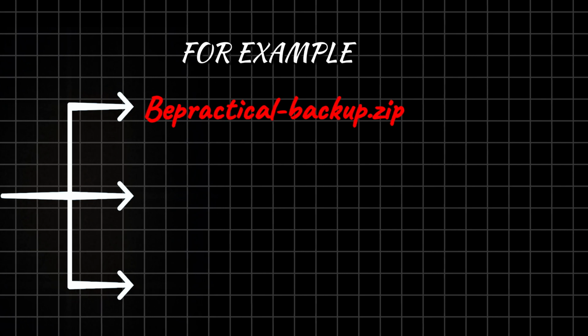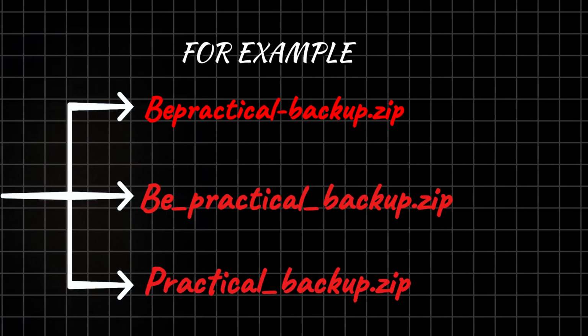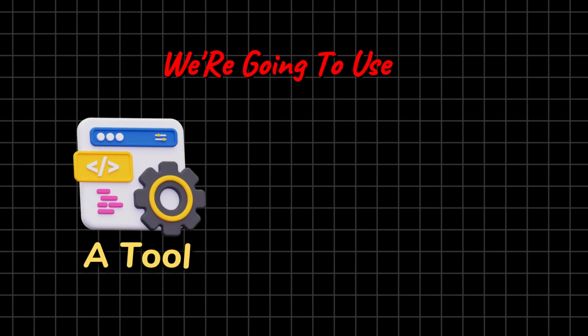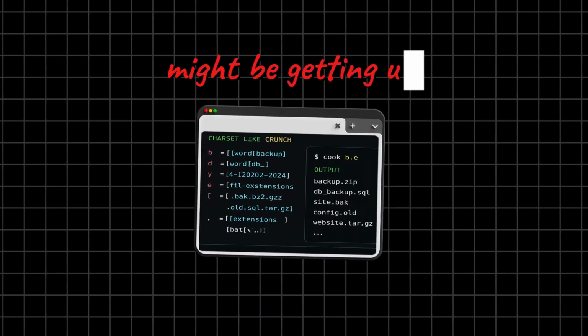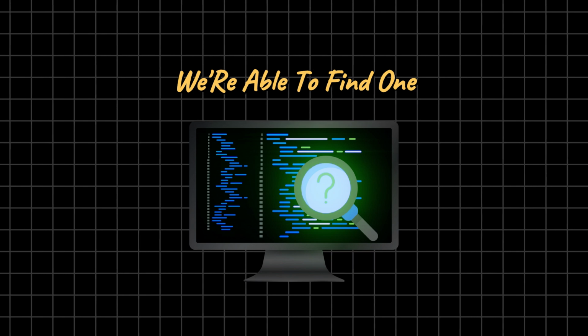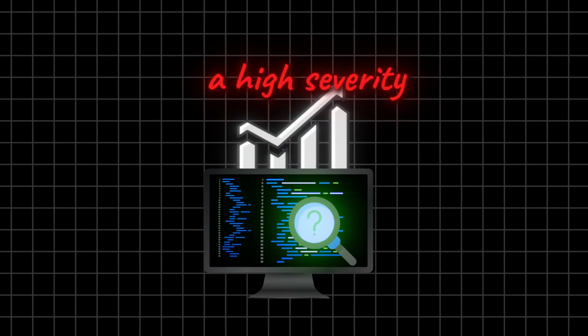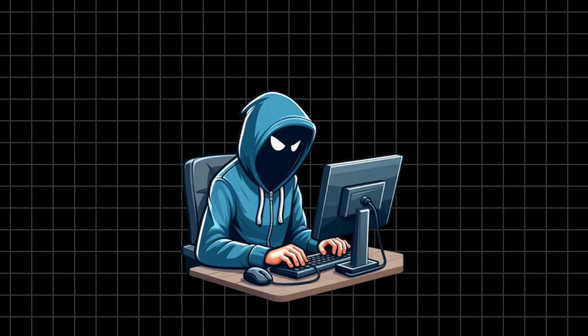For example, it can be bpractical-backup.zip, or maybe bpractical_backup.zip, and something like that. So we're going to use a tool that is going to generate the list of all these possible words that might be used for saving these backup files. And if we're able to find one, then we'll have a high severity, or at least critical to high severity vulnerability, right? So this is exactly what we are looking for.